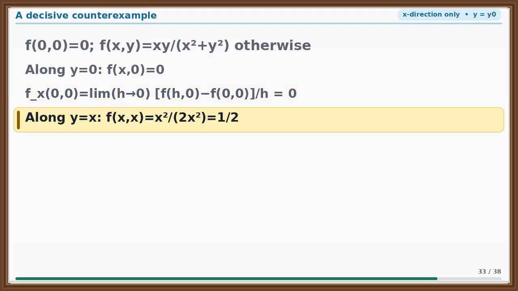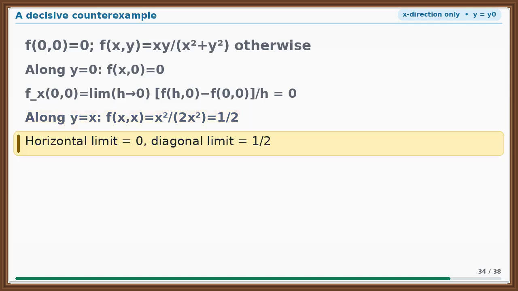But now approach the origin along the diagonal y equals x. For non-zero x, the function becomes x squared divided by 2x squared, which is 1/2. Along this path the values stay at 1/2. The horizontal path gives limiting value 0, while the diagonal path gives limiting value 1/2. Because two approaches disagree, the full two-variable limit at the origin does not exist.